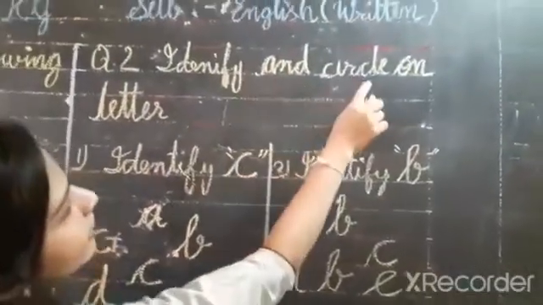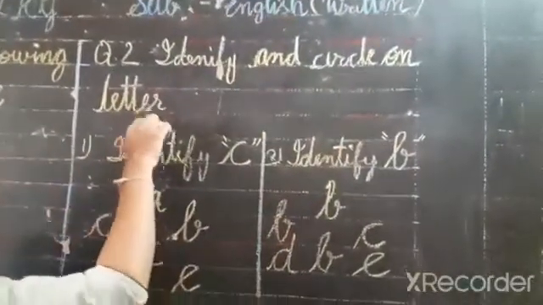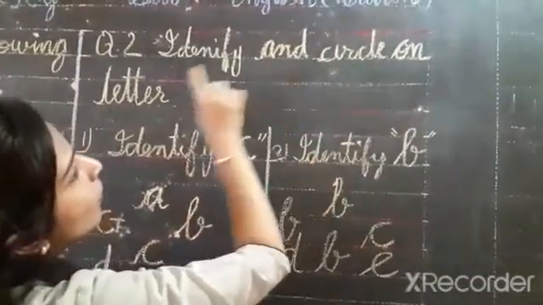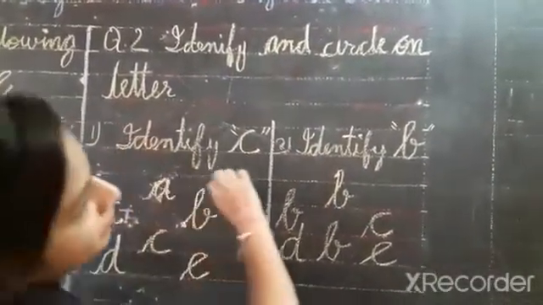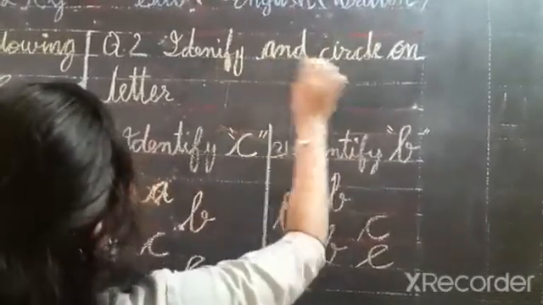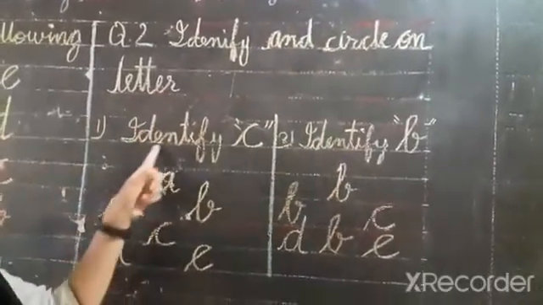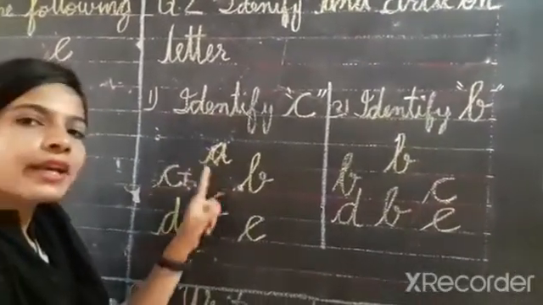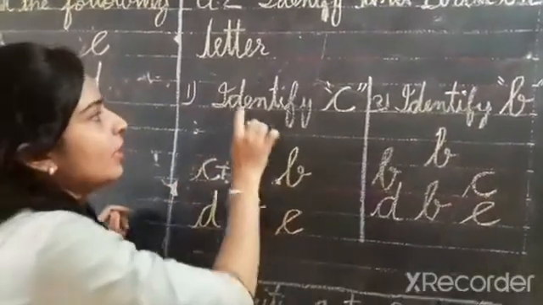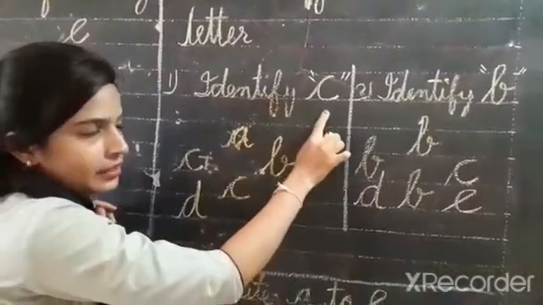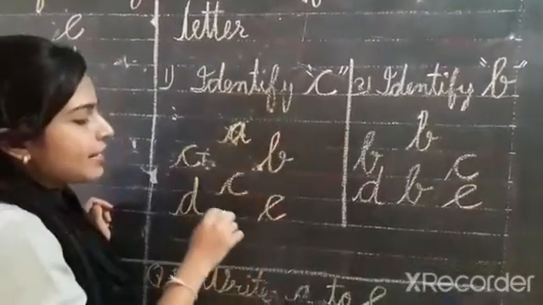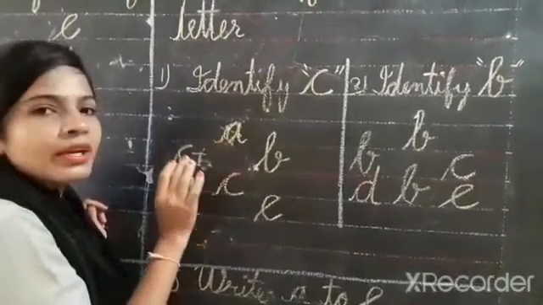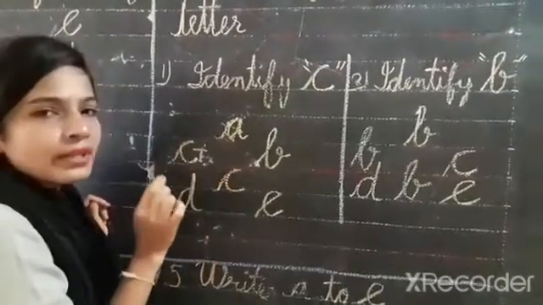Identify and circle on letter. That means you have to identify specific letter and then circle on it. Identify C. That means we have to identify C. Where is C? We have to find out, then put on circle on C.